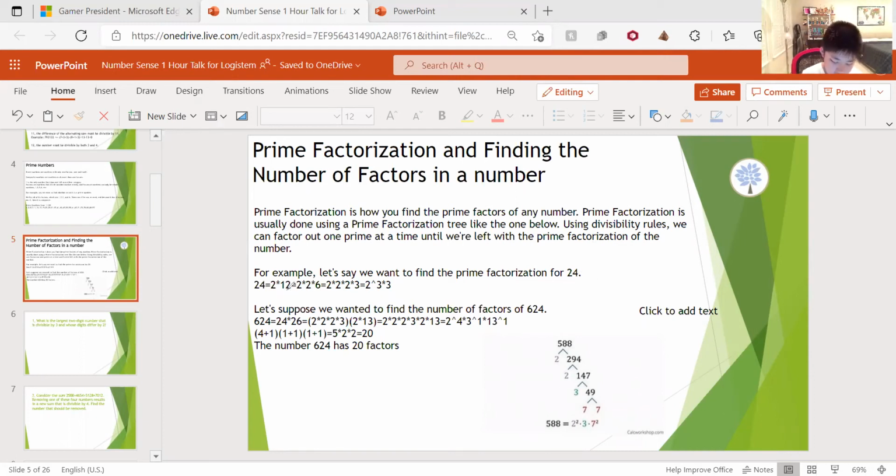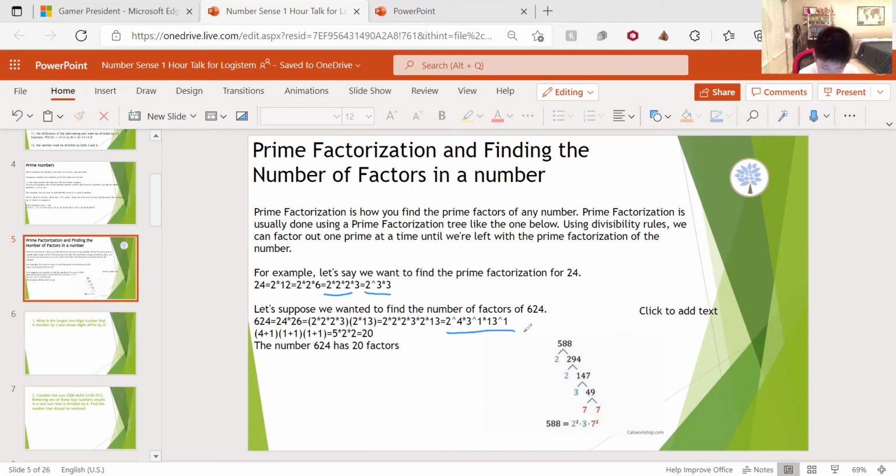For example, let's say we want to find the prime factorization for 24. 24 equals 2 times 12, 2 times 2 times 6, 2 times 2 times 2 times 3, and we write it in this notation. We always write it in powers because we don't want to write all of these twos. And so let's suppose we want to find the number of factors for 624. 624 equals 24 times 26. And we find the prime factorization of both of them. So 2 times 2 times 2 times 3 and 2 times 13. We combine them and we write in this notation.